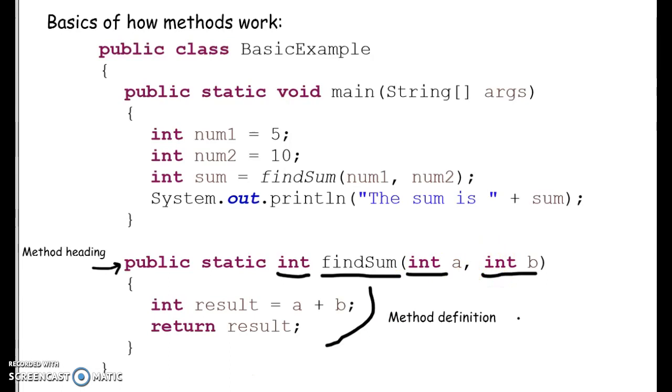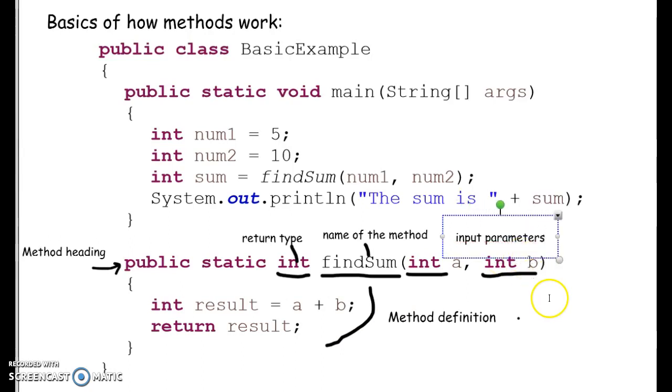If you just want to label some of this stuff on the sheet, I think that might be good. This int is a return type. So if you just want to label that, that's the return type. And then this findSum, that is the name of the method. Again, I would just label some of this right on your sheet with me. And then these last parts are the input parameters. And you can have one input parameter, no input parameters, 12 input parameters. It really depends. This one just happens to have two.